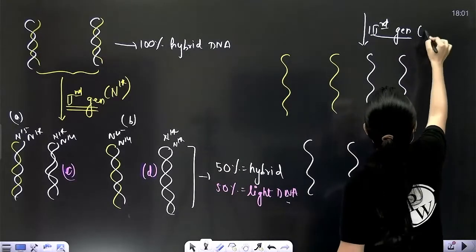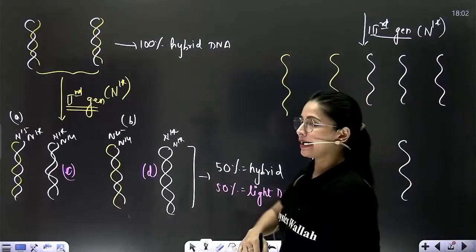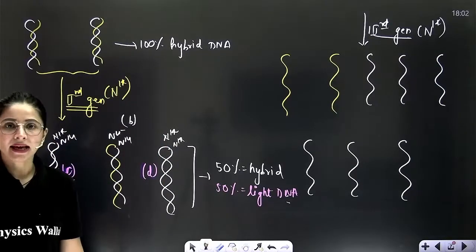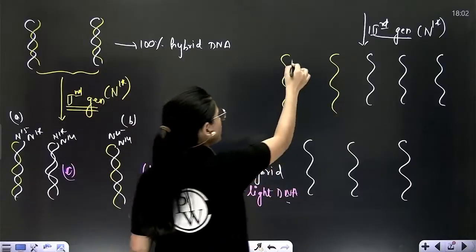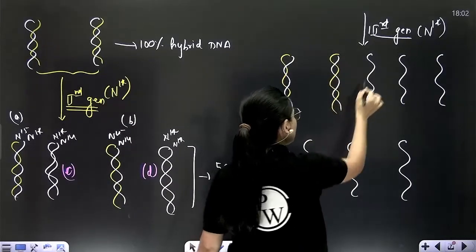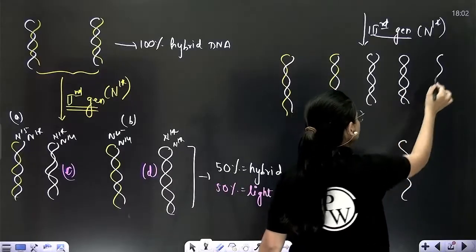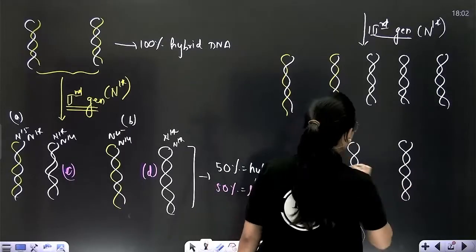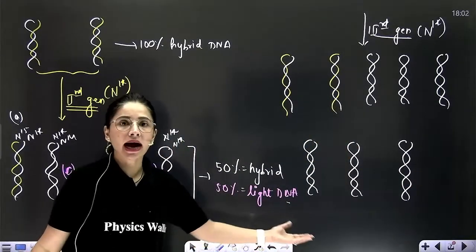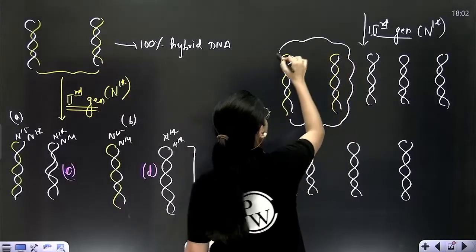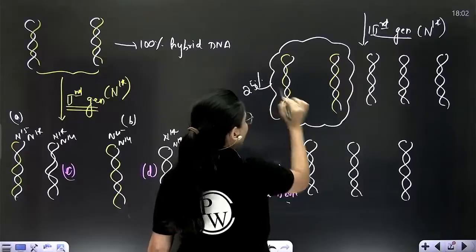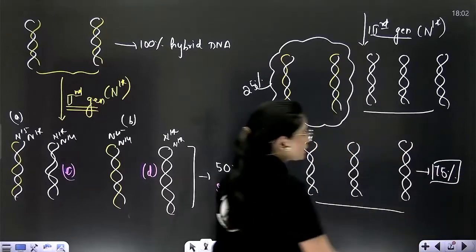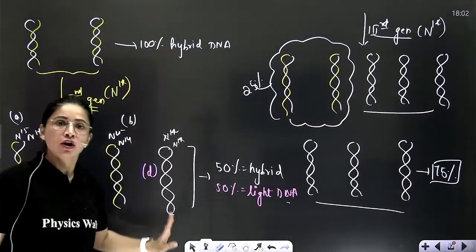Now still the medium is light, which is N14. So now following the complementary base pairing rule, new daughter strands will be synthesized, picking up the nitrogen from the medium, which is N14. So every time a light daughter strand will be produced on each parental strand. So now can you see that the amount of hybrid has reduced to 25%, and the amount of light DNA has increased to 75%. So initially 100% hybrid, 50% hybrid, 25.